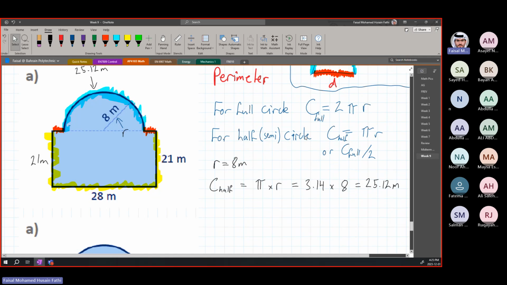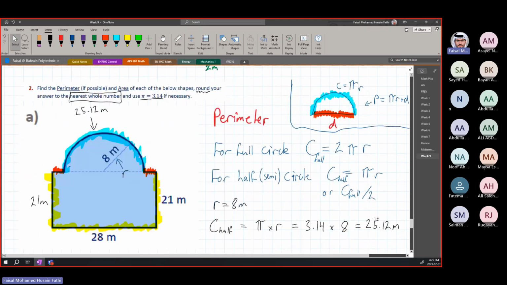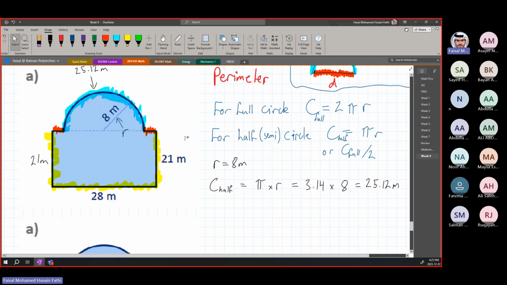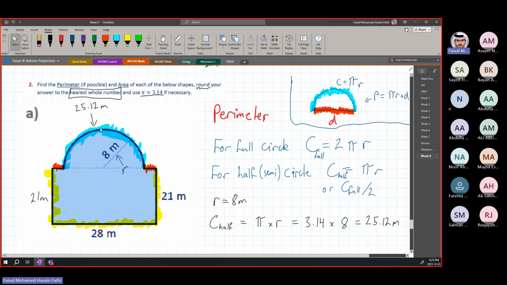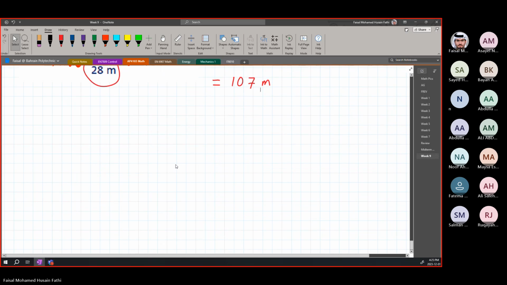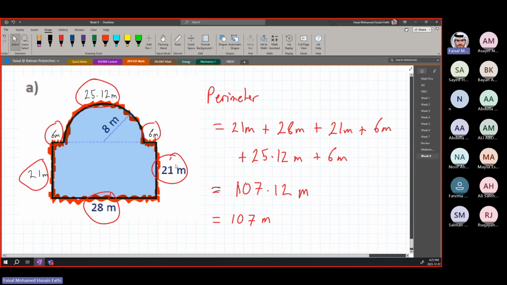The 25.12 is from finding the circumference of half a circle. So the circumference for half a circle or a semicircle is equal to 2 pi r divided by 2, the circumference of a full circle divided by 2. Okay? So we know that the radius is r, which is 8 meters. And then we just multiplied by pi. In the question it said pi is equal to 3.14. We find 25.12, and that will be our circumference of the semicircle. Okay. Any questions about the perimeter before we move on to the area?